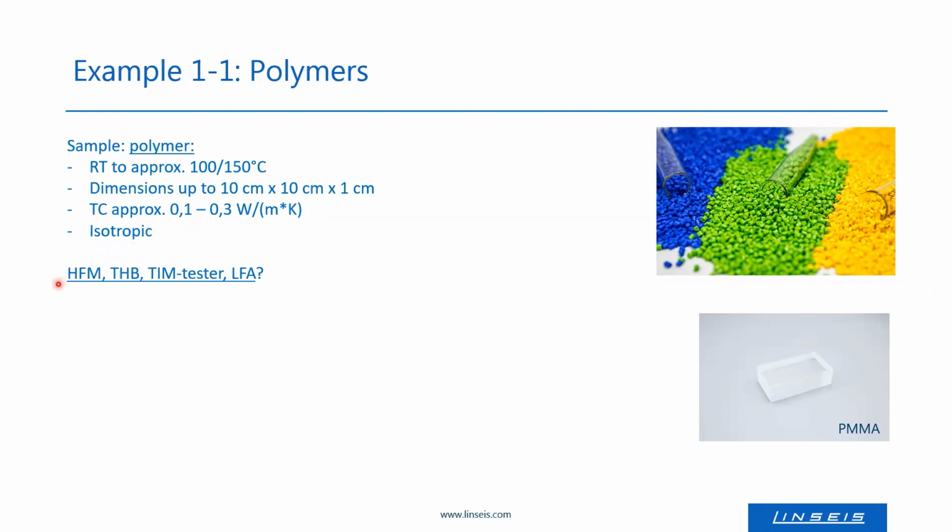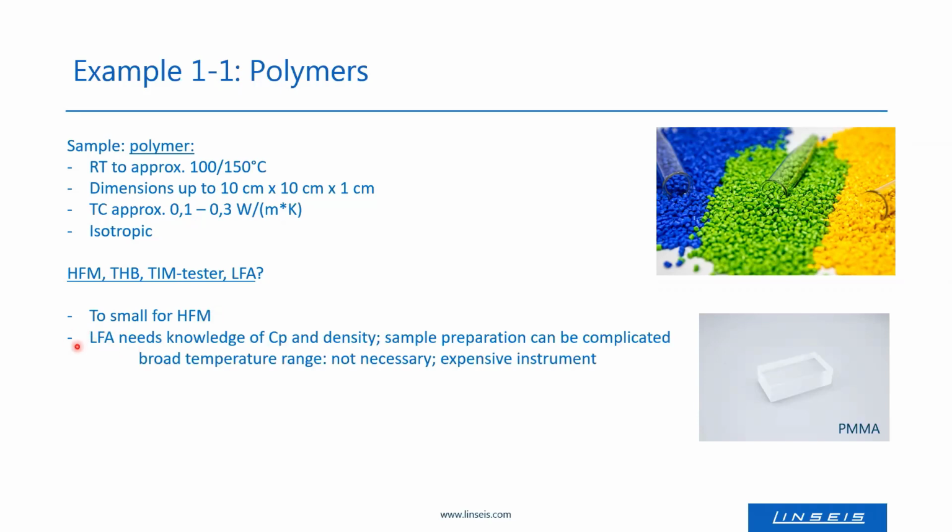So what instrument would be best suited for this application? The sample will be too small for a heat flow meter. It could be analyzed in a laser flash analyzer, but for the laser flash technique, you need to know also the specific heat capacity and the density. The sample preparation may be complicated because you need a very well-defined thickness of the sample. The main advantage is a broad temperature range of the laser flash analyzer, and this is not necessary for the polymer. And last but not least, the laser flash analyzer is a quite expensive instrument, which is not required in this case. You can use a much cheaper transient hot bridge, and perhaps you can also consider the TIM tester.